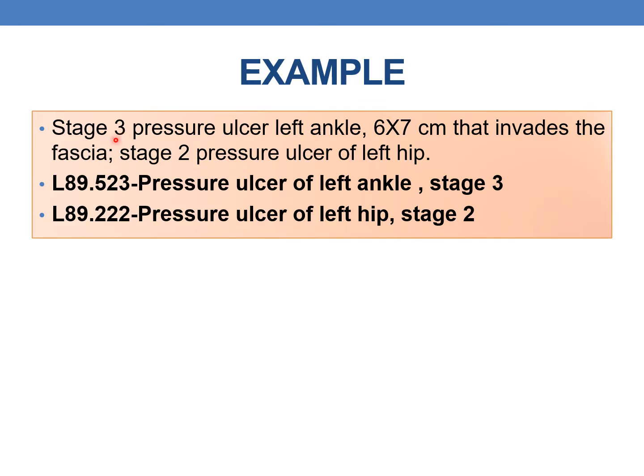First one is stage 3. In the sequencing order, the more severe stage should be coded first. So L89.523, which indicates pressure ulcer of the left ankle, stage 3, followed by L89.222, which indicates pressure ulcer of the left hip, stage 2. So you can assign as many codes as possible from the category L89 if applicable.